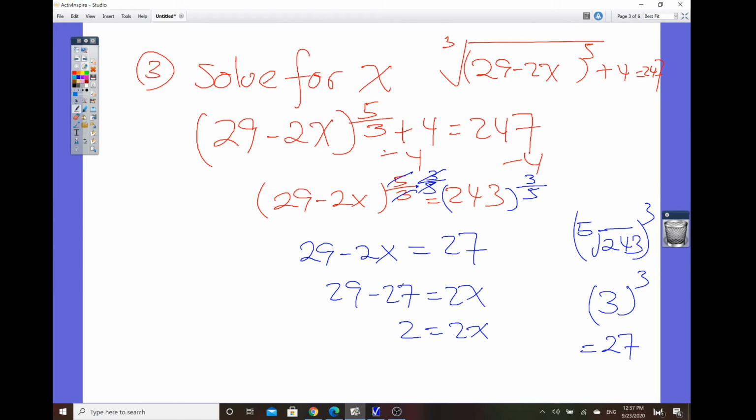And as you can see, we just turned this one from the exponential form, the radical equation, to a linear equation. So that means x is 1, because you want to divide by 2 on each side. Again, anytime you want to check your work, you can always plug the number back into the original equation, and then you just want to check that it's the same number on both sides. Okay, so now let's see what else we have for this.